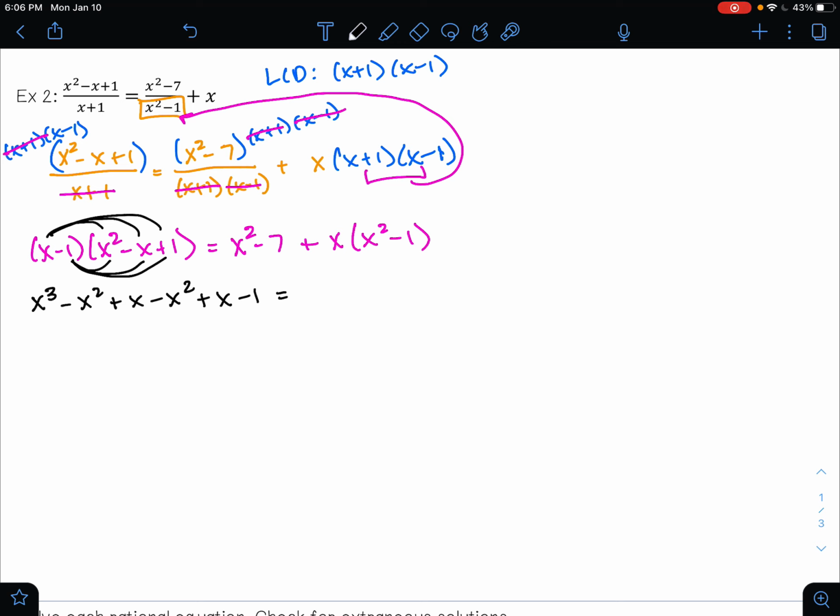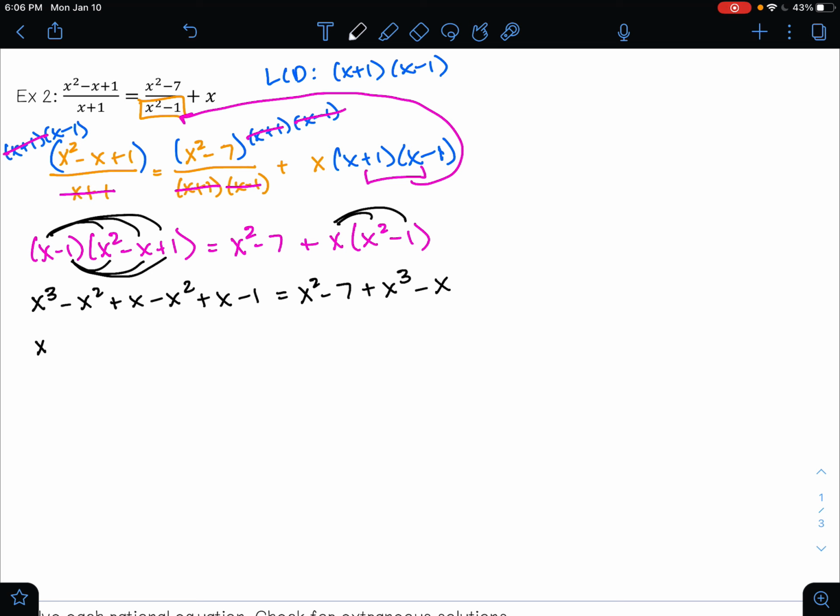Equals, I'm going to bring down my x squared minus 7. X times x squared is x cubed. X times negative 1 is negative x. So I'm going to clean up both sides, combine like terms on the left side and the right side, and see where we end up.